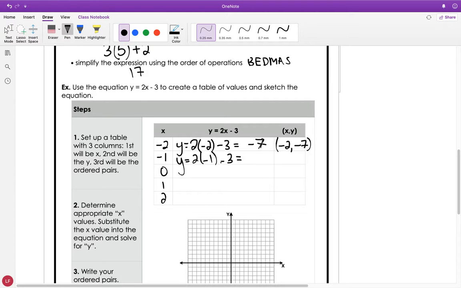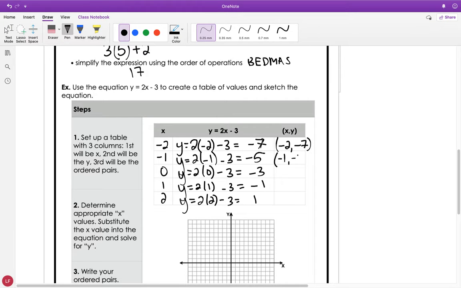So -2 minus 3 is -5. And I'm just going to work through all of these quickly. You can use a calculator. You're more than welcome to. And again, you go x and y. So we are going to have (-1, -5), (0, -3), (1, -1), and (2, 1).